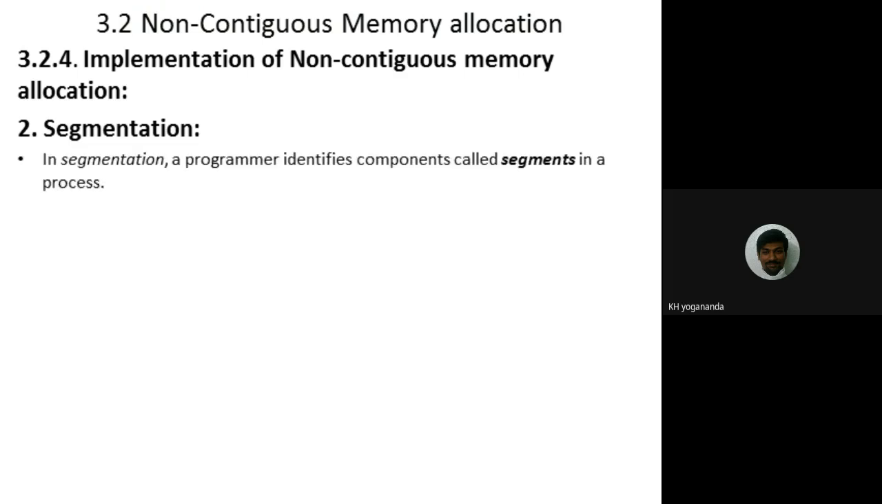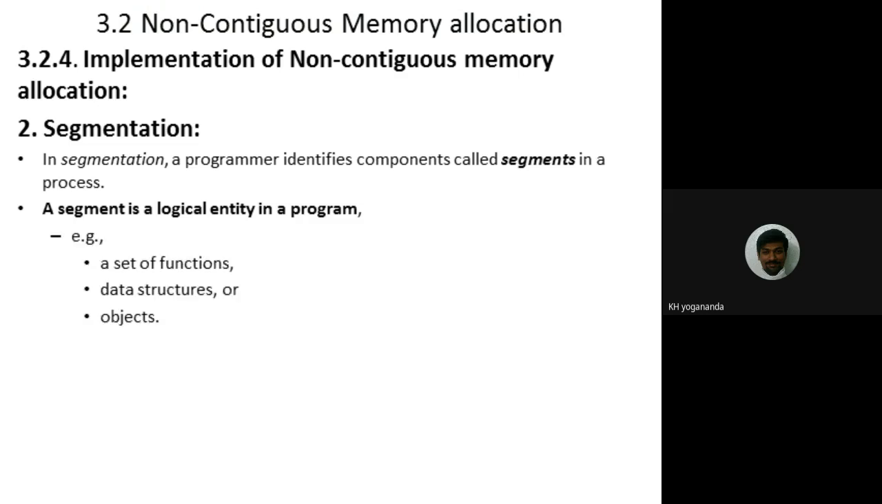Next thing is segmentation. In segmentation, the process components will be called segments. In segmentation, a programmer identifies the process components as the segments. A segment is a logical entity in a program, for example, a set of functions, data structures, or objects.